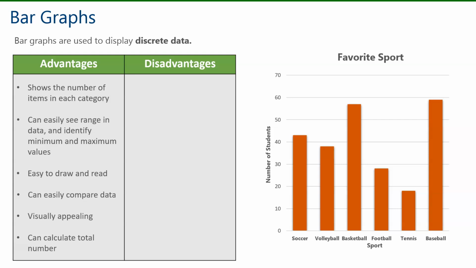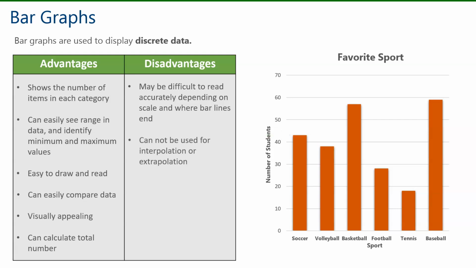Some disadvantages are: it may be difficult to read accurately depending on the scale and where the bar lines end. So looking at this particular graph, it's difficult, for example, to read soccer. I know that it's somewhere a little bit less than 45, but I'm not quite sure where. It cannot be used for interpolation or extrapolation, which means we cannot estimate in between or beyond the values given. And it does not show percents.